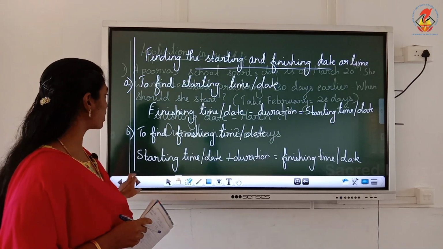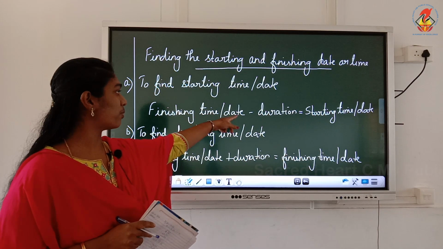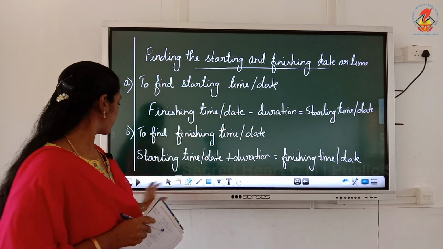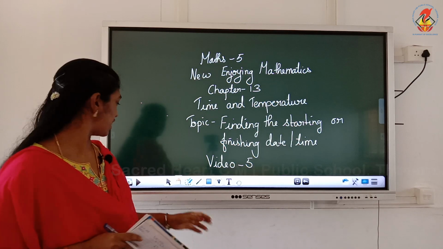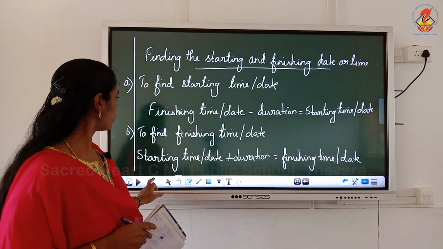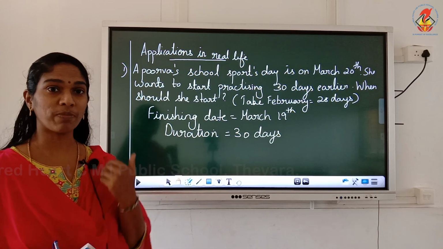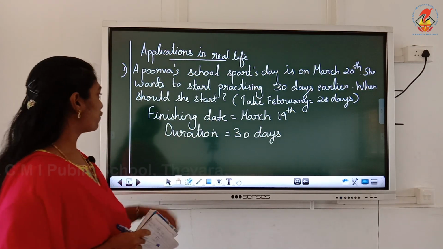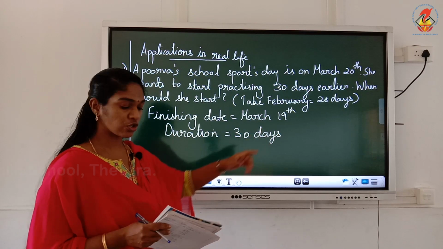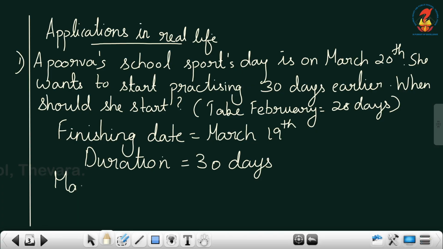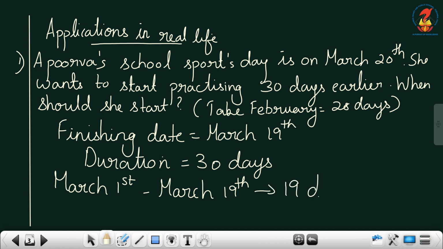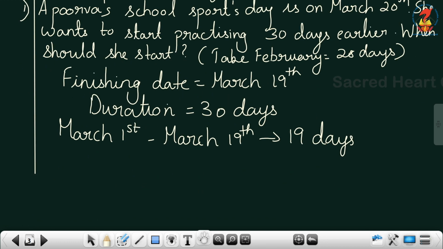What do you have to do to find the starting date, children? You have to minus the duration from the finishing date, right? Here, we are not going to minus as such, but we are going to count backwards. Finishing date is March 19th. From March 1st to March 19th, how many days, children? You have 19 days.